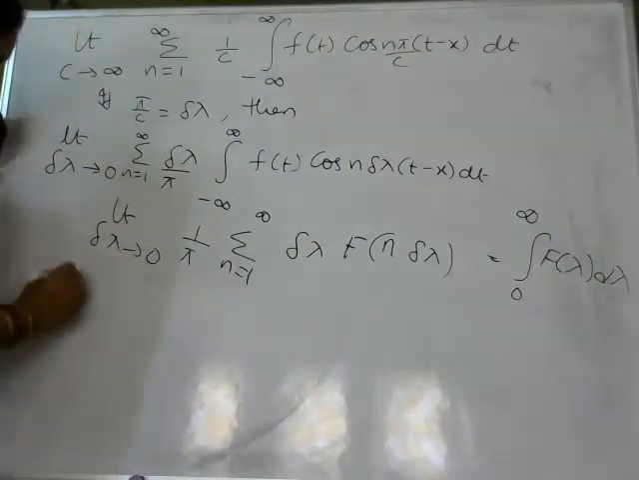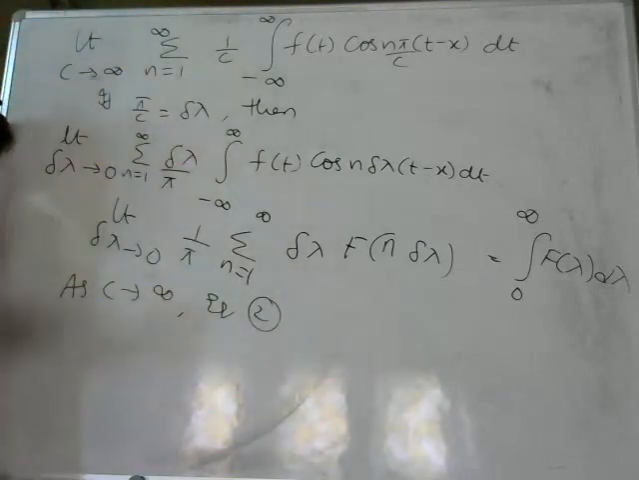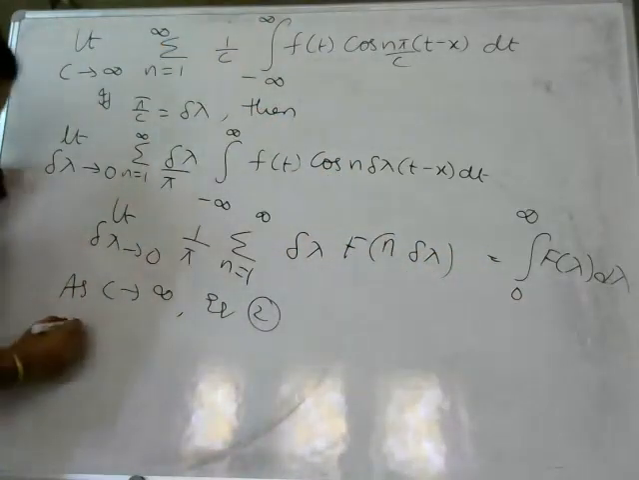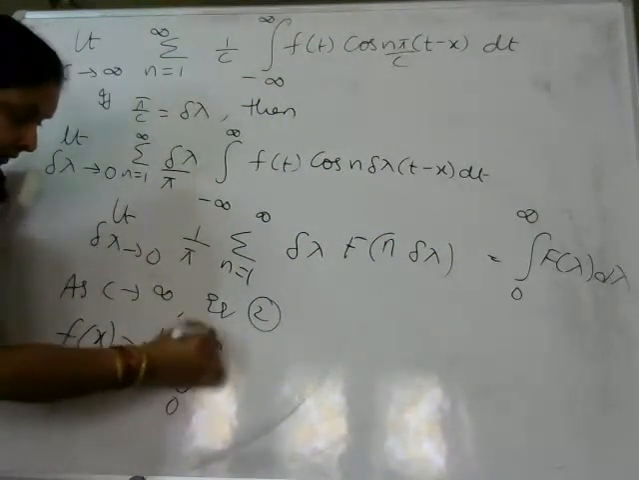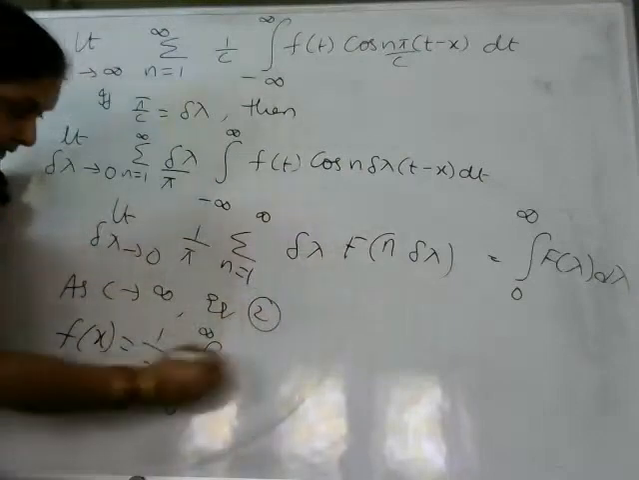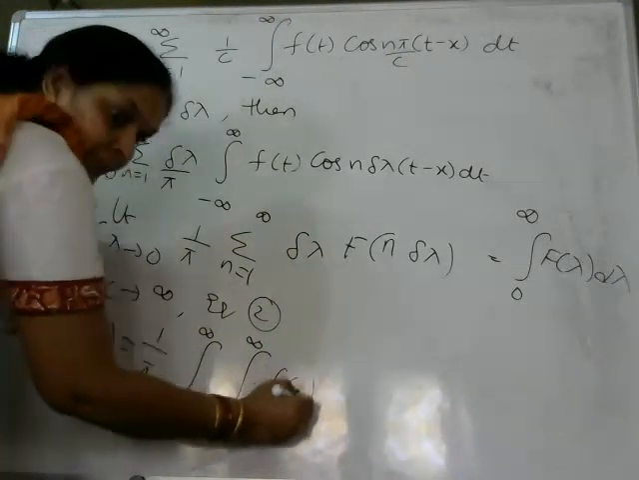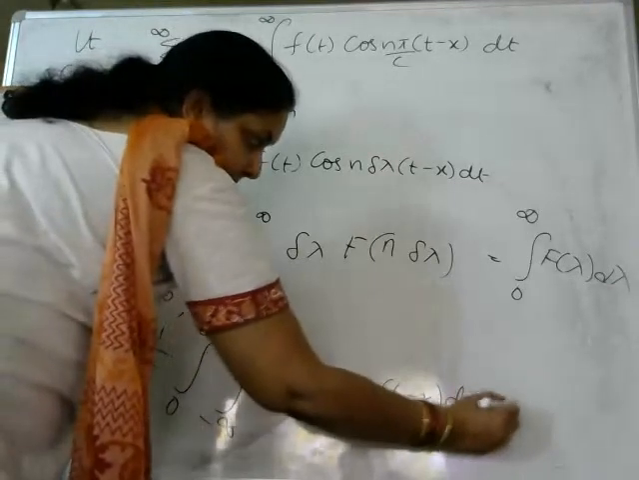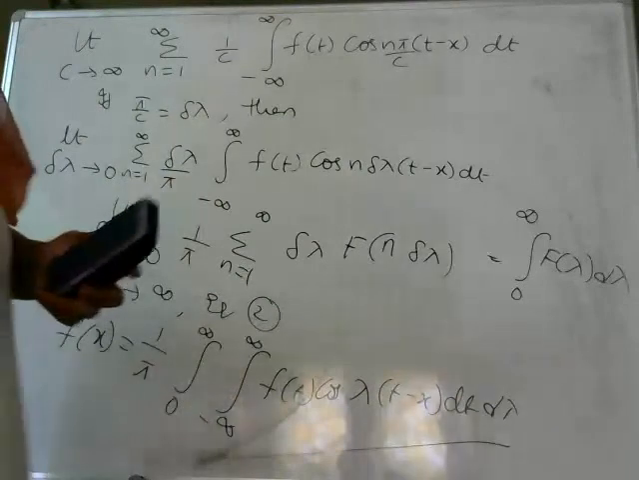So how does equation 2 reduce as c tends to infinity? In equation 2, the first term we have made 0, and the second term we have got this function. So the equation becomes f of x equal to 1 by pi, one integral from 0 to infinity, this whole value we have written as integral 0 to infinity. The second integral we already have, minus infinity to infinity, f of t cos lambda (t minus x) dt d lambda. This is known as the Fourier integral of f of x.